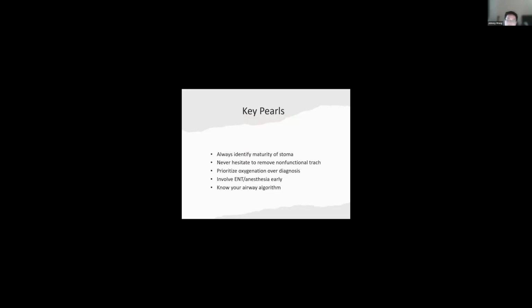So some key takeaways: you always want to know the maturity of the stoma. Do not hesitate to remove a non-functional trach. You want to prioritize oxygenation over diagnosis. Get ENT and anesthesia involved early and know your algorithm, so when they come in, you know what to do.